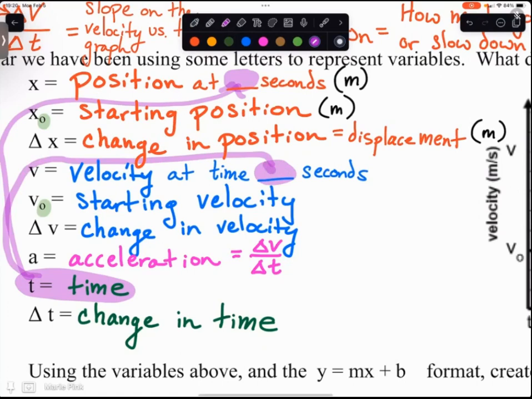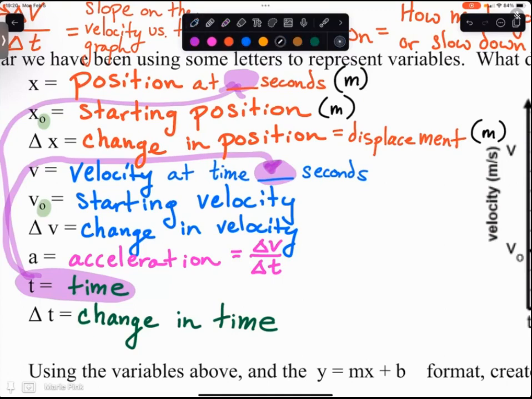And oftentimes it'll say, hey, how fast is it going at 4 seconds? And so you'll be able to just put in 4 seconds for time and then solve for v, because that'll be how fast it's going at 4 seconds. Then we have, we got to talk about units.